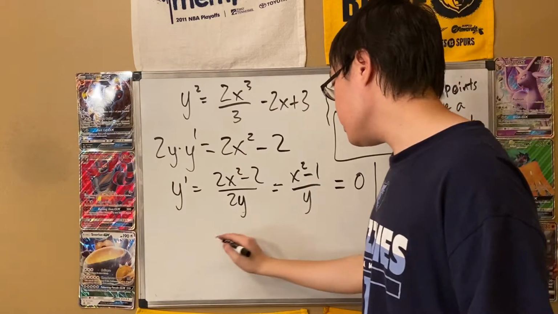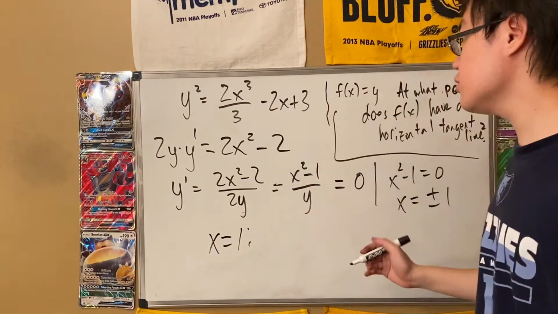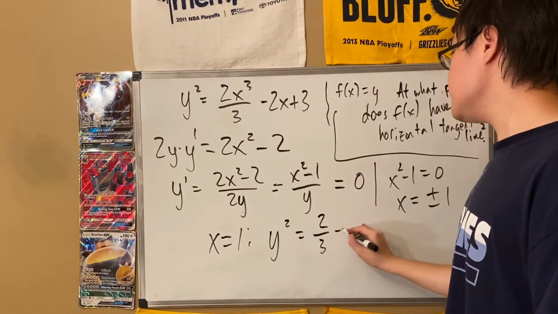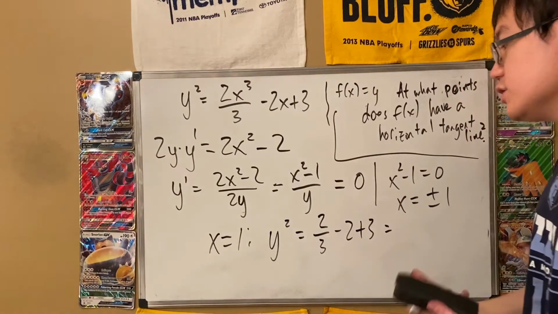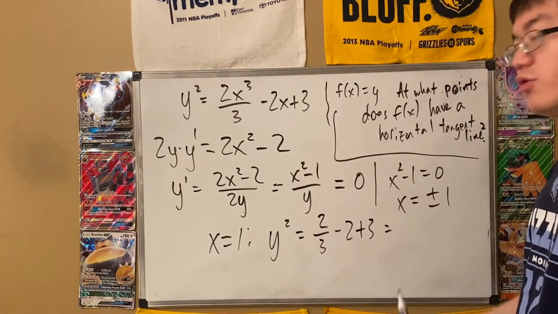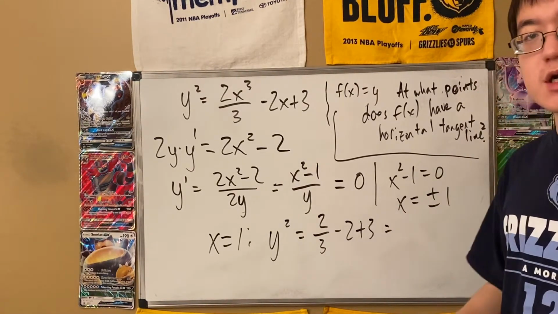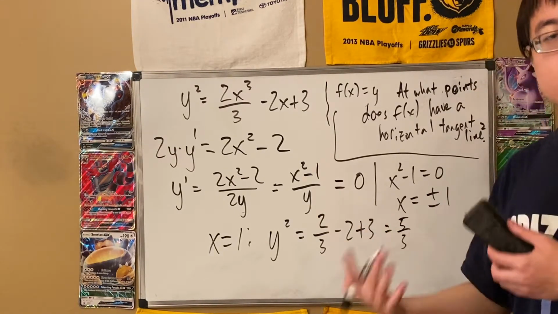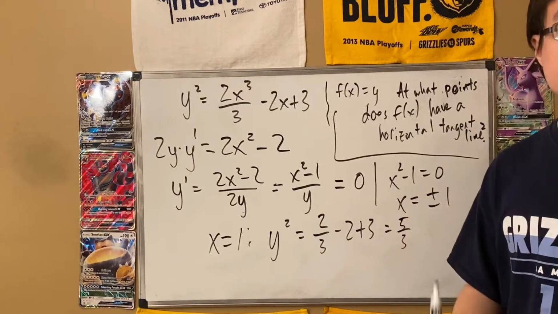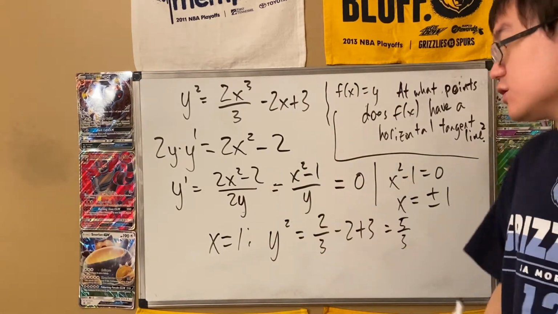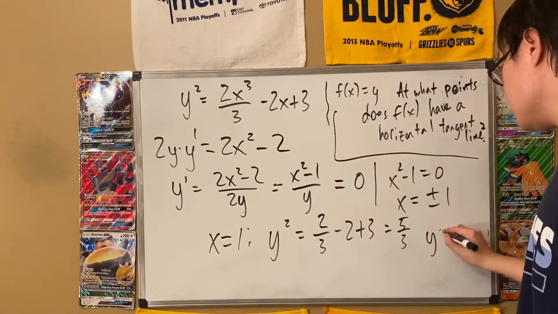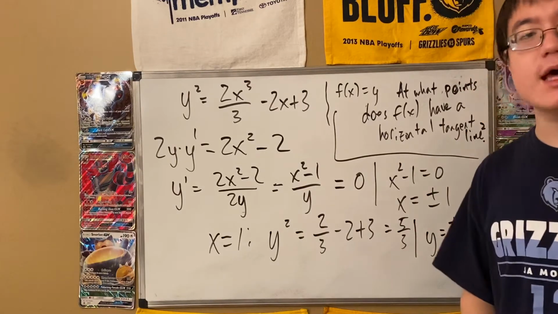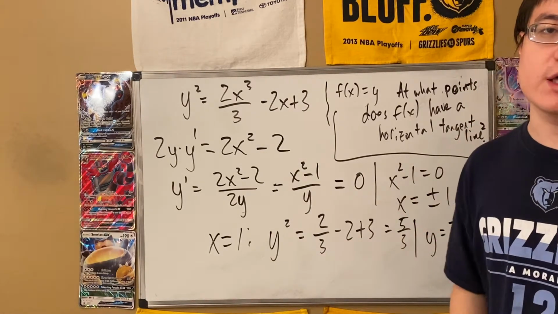So in this case, when you plug in x equals 1, it looks like you're going to get y squared equals 2/3 minus 2 plus 3. If you just quickly do this math, it's going to be 2/3 plus 1, I believe. That's going to be 5/3, because minus 2 plus 3 is 1, and 2/3 plus 1 is 2/3 plus 3/3, which is 5/3. So what's y here? y is going to be plus or minus root 5/3. Keep in mind that if you need to take square roots, don't forget plus or minus.